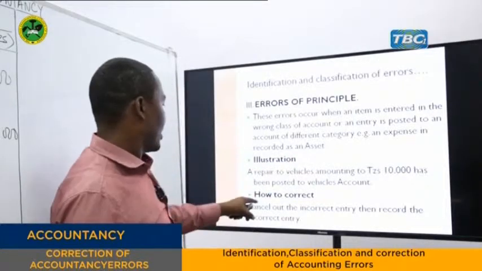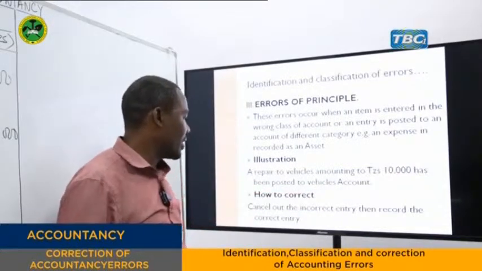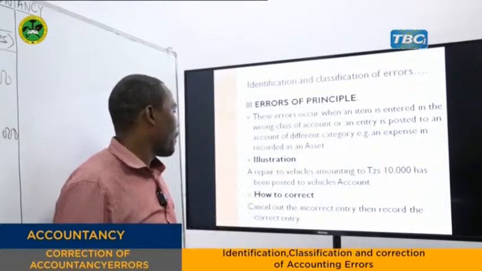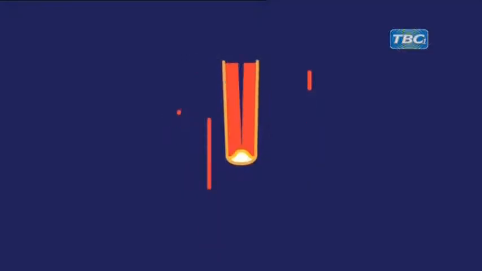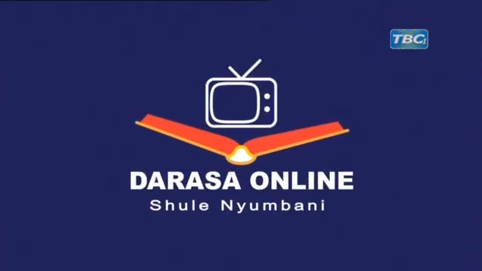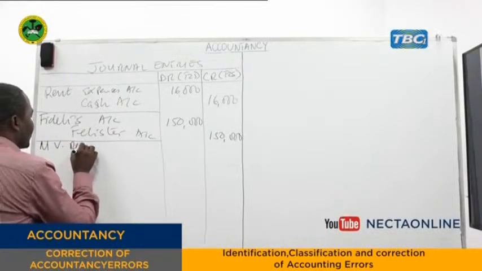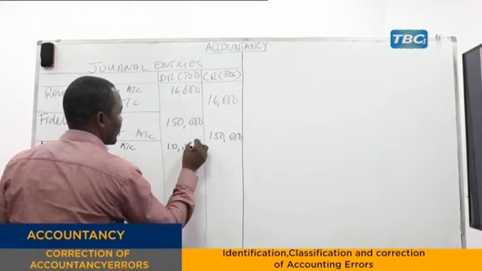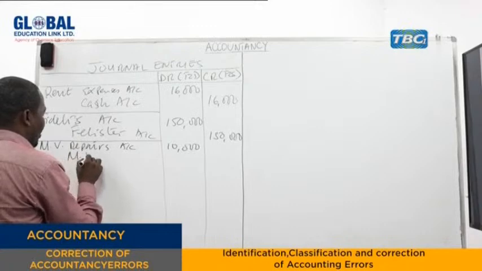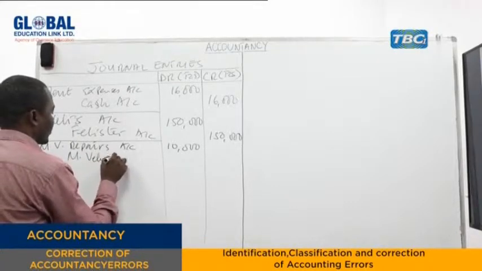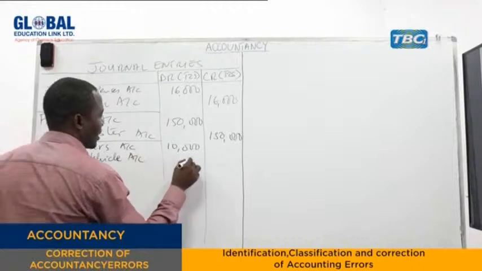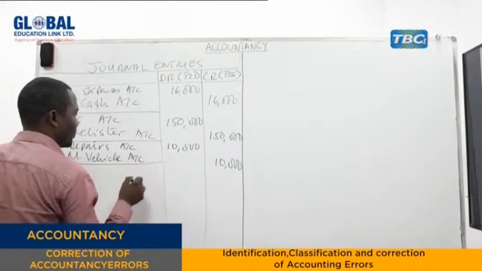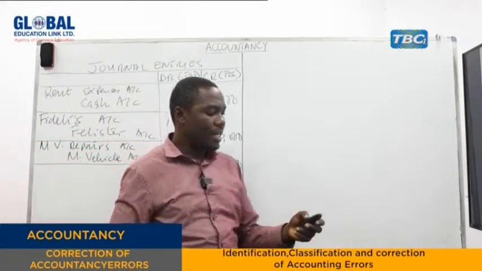How to correct it? We cancel out the wrong entry in the vehicle account to recognize the expenditure, or the expenses, in the motor vehicle repairs account. We debit motor vehicle repairs account by 10,000. We credit motor vehicle account 10,000. So remember to write the narration. We move to the next.